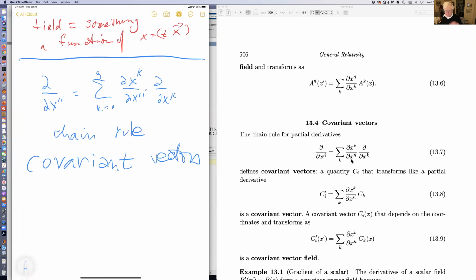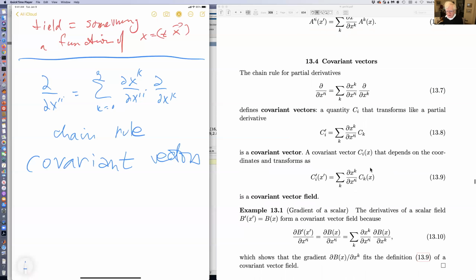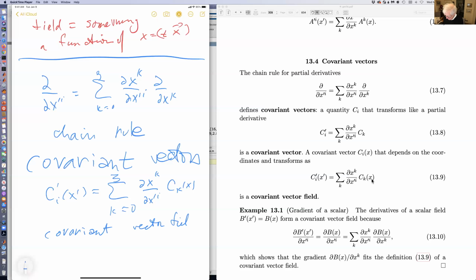So anything that transforms this way is called a covariant vector. And in particular, this thing here is a covariant vector field because it depends upon x. So for example, C prime i of x prime equals the sum over k from 0 to 3 of partial x^k, partial x prime i, C_k of x. This is a covariant vector field.